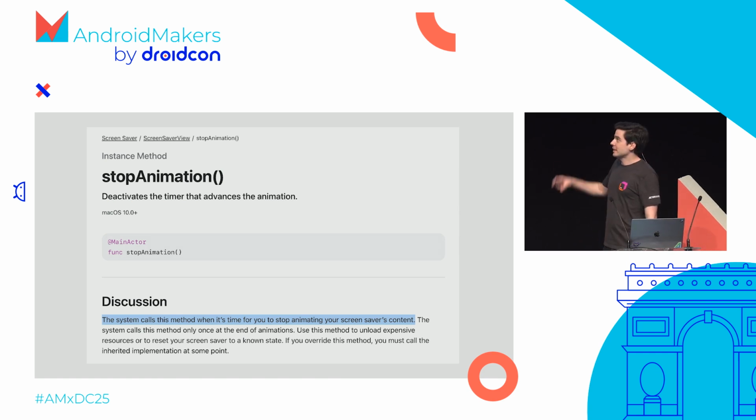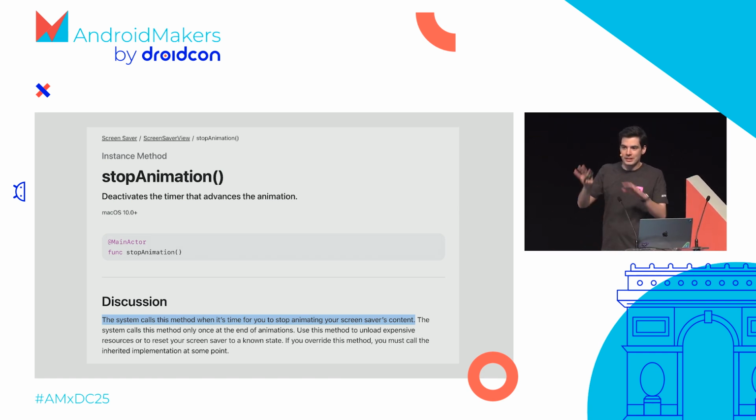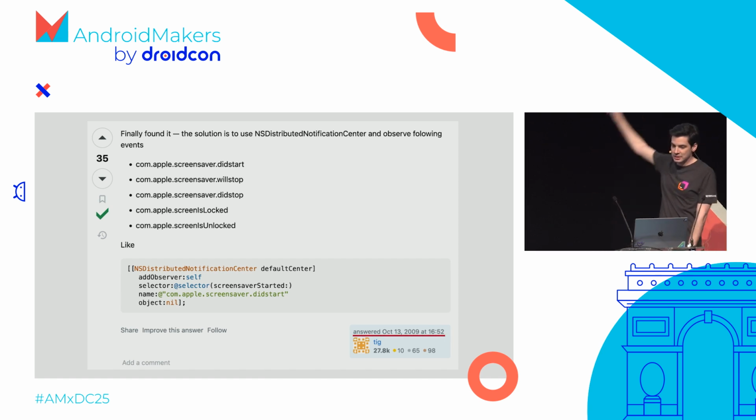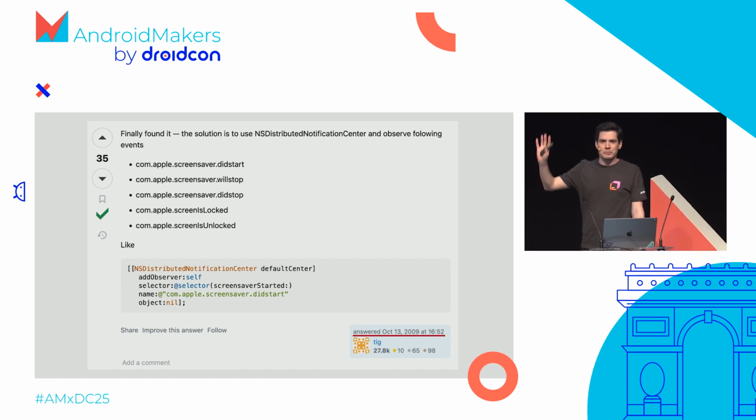I looked at a couple of things. There's a stop animation function, which seems like it would be exactly the callback where you can free some resources, stop your loops, and stop consuming things from your screensaver. This one's never called. So then I kept looking, and I found this post, which I can't emphasize enough is from 2009. Anyone in the room who was born after this?